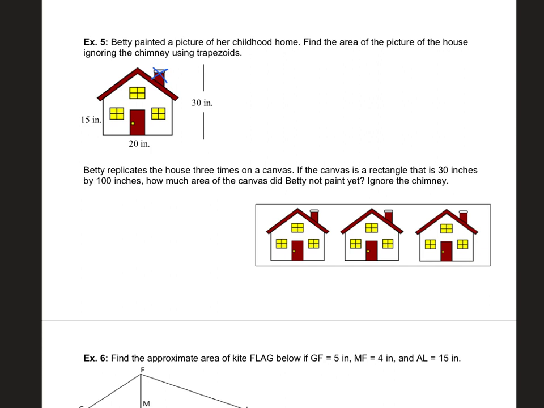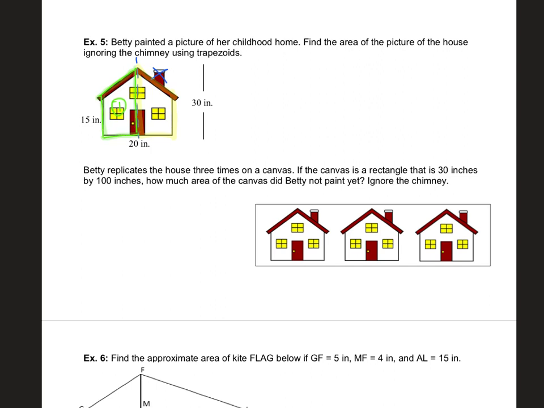Well, looking at this house, I could probably cut it down the middle and create 2 trapezoids. Let me highlight them for you. So I have a trapezoid here and a trapezoid here, both right trapezoids. Let's just focus in on one of them for now. Let's focus in on this green one over here, trapezoid 1. So this guy.